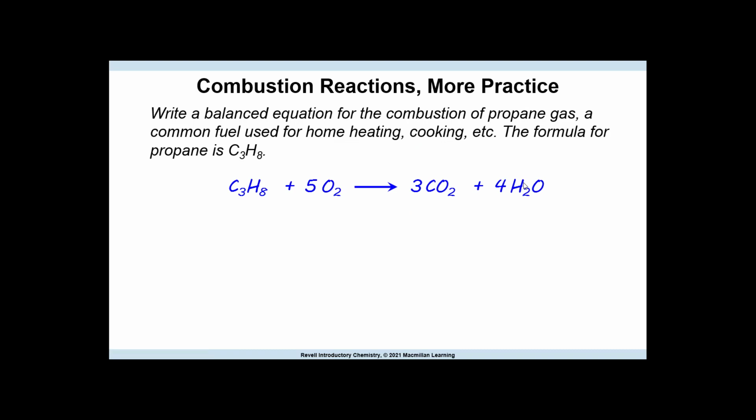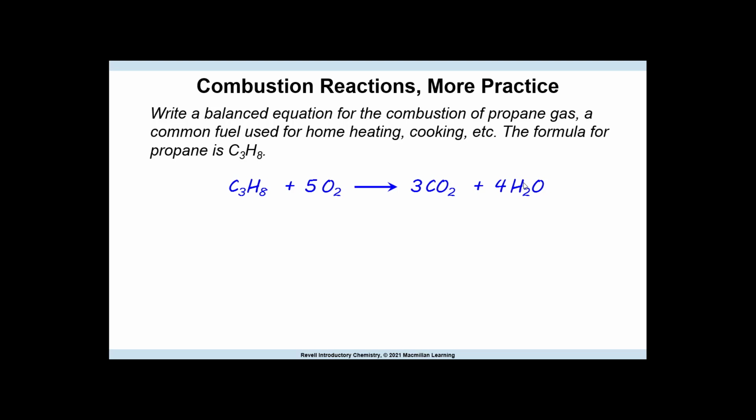Now, combustion is entirely different. It has to deal with a hydrocarbon, and in the presence of oxygen, gives you the products. It's telling you what the products will be. You won't even have to figure that out. It's carbon dioxide and water. So write a balanced equation.